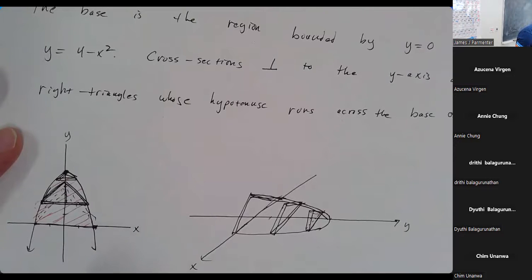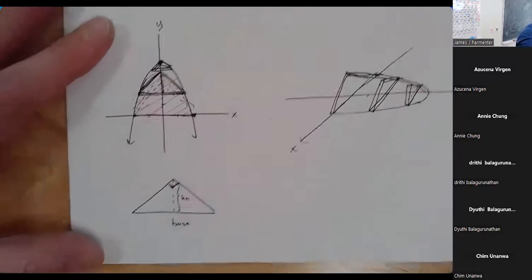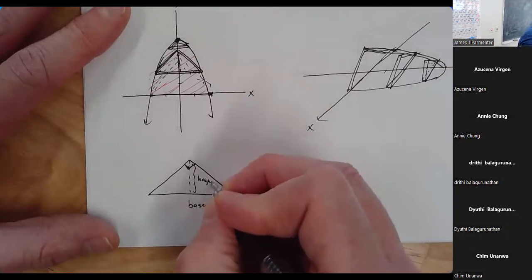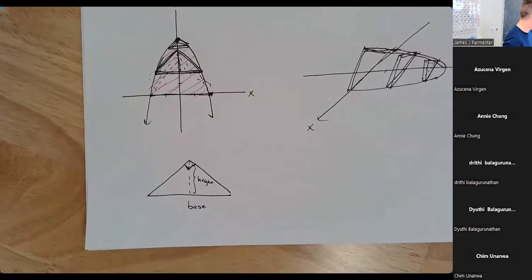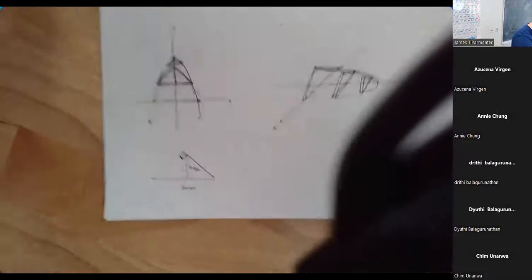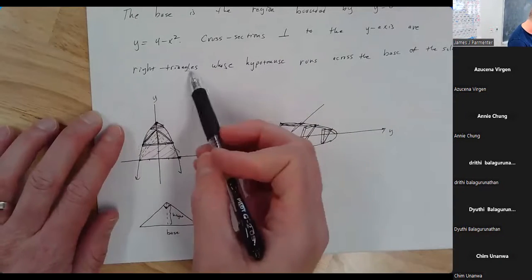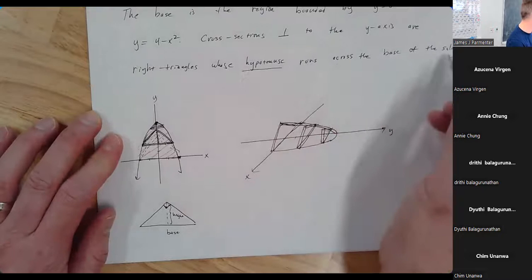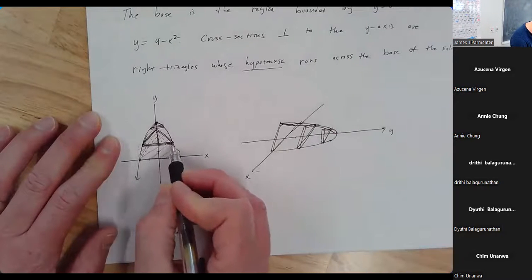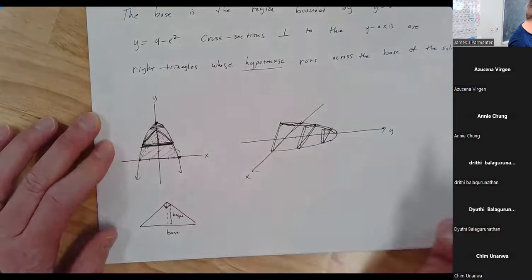That doesn't look very right. There's my base. I'm sorry. And there's my height. See what I mean? I mean, you could do it that way, sure. I'm drawing it as described. So I'm drawing it so that the hypotenuse, right? Cross sections perpendicular to the y-axis are right triangles whose hypotenuse runs across the base of the solid. So the hypotenuse of the right triangle is what's running the length of the base there.